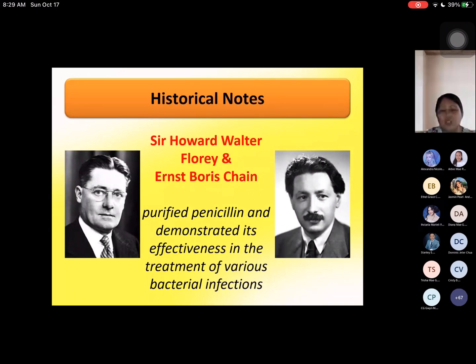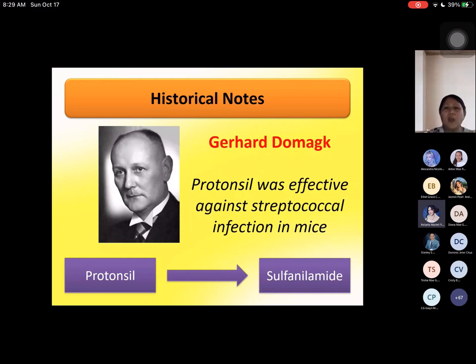Next, we have Gerhard Domagk. He was the first to introduce and discover Prontosil, which is effective against streptococcal infection in mice. So Prontosil is a red dye that was broken down in the body into sulfonamide, or the sulfa drug, which was the antimicrobial agent. However, it is not an antibiotic because it is not produced by microorganisms.